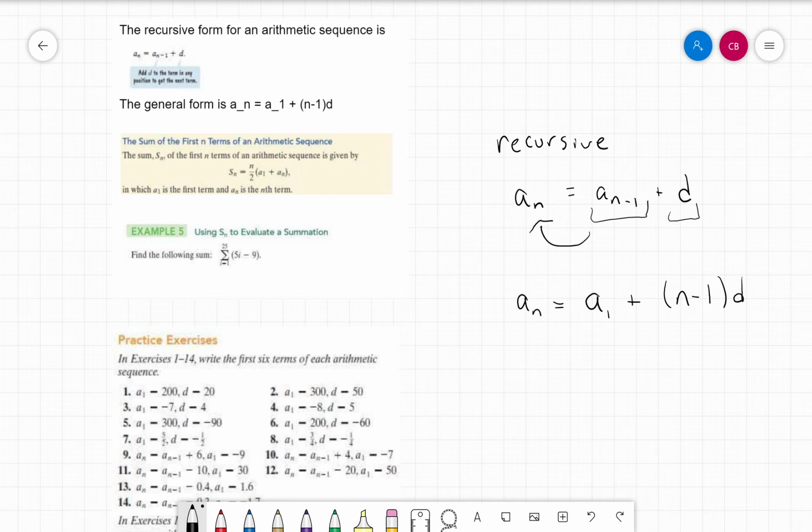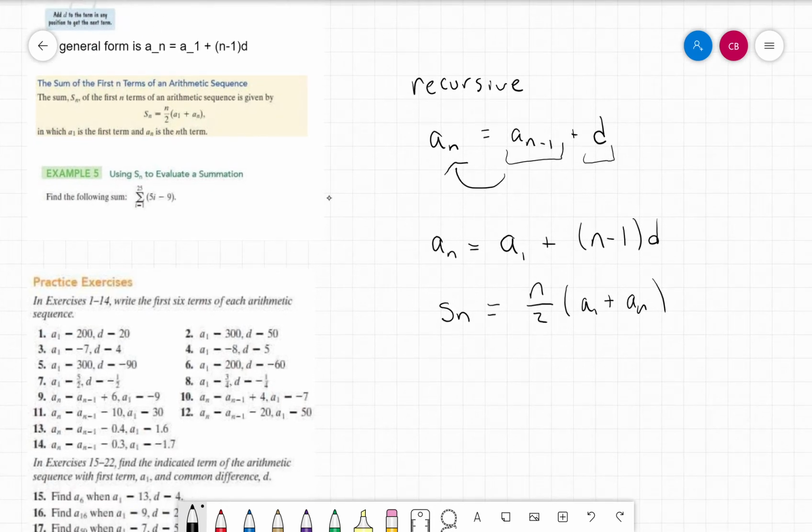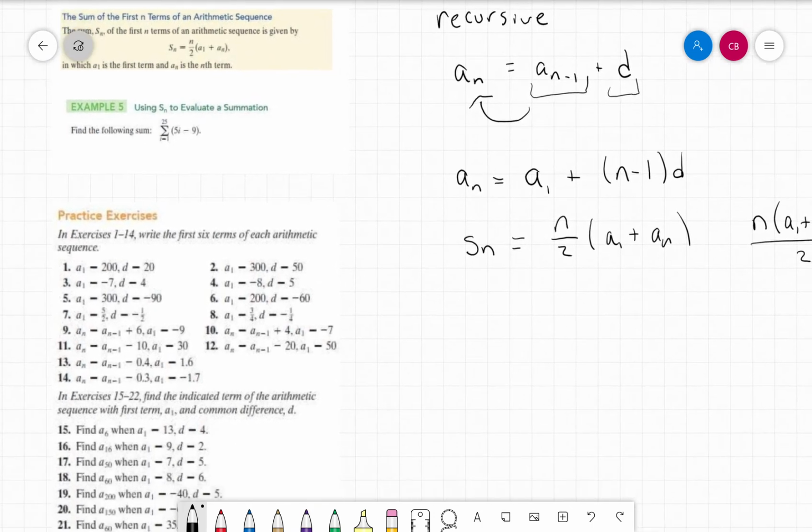Then we have the S_n, the sum of the numbers, is n over 2 times (a_1 plus a_n). We talked about this one. I think I wrote it a little bit differently, though. When I wrote it last time, I wrote n times (a_1 plus a_n) over 2. Same formula.